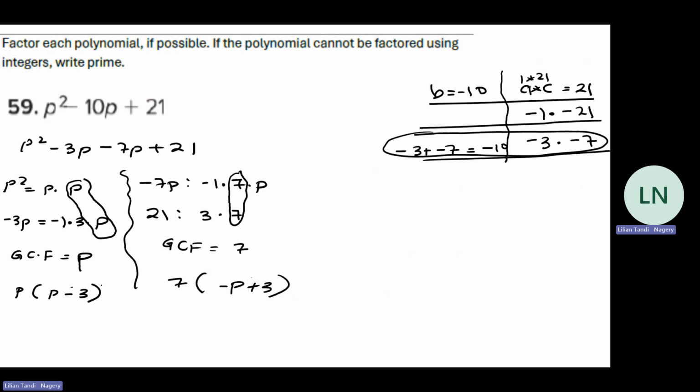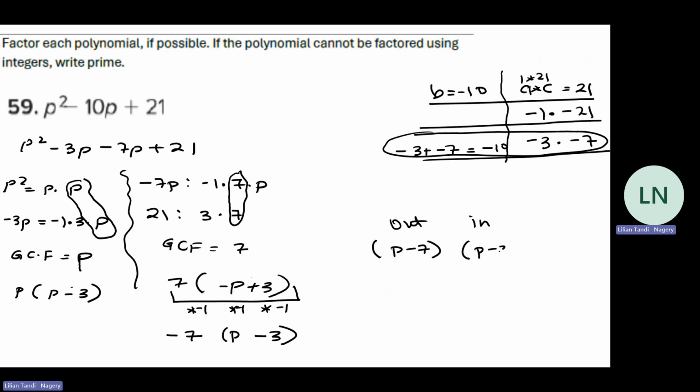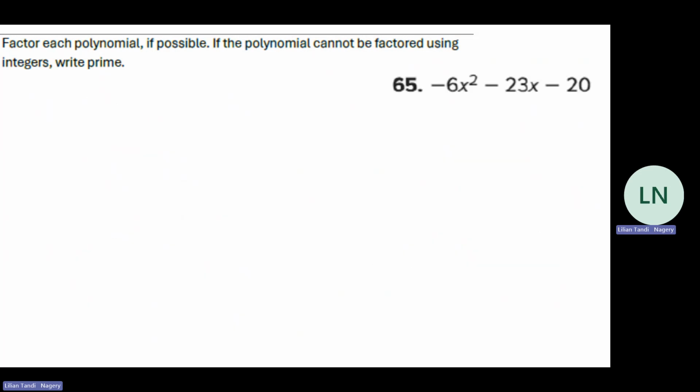They are not the same. I will change my second part by multiplying everyone with negative 1. I will get negative 7 times p minus 3. Then I will write my out and my in. Out, p minus 7. My in, p minus 3. Box your answer.